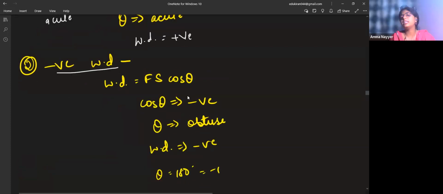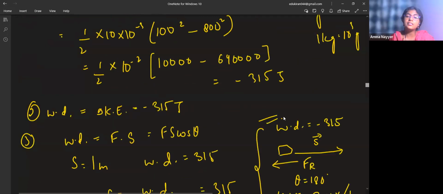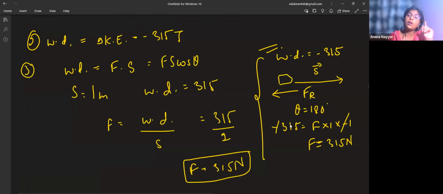Negative work done is when cos theta is negative. Like in the example which we did, we had 180 degrees as the angle, so work done was automatically minus 315. Let's go in reverse. Say we knew the force is 315 and displacement is 1 meter. If the angle is 180 degrees, when you substitute it in the formula, you will get the work done as minus 315. So negative work done will automatically come.